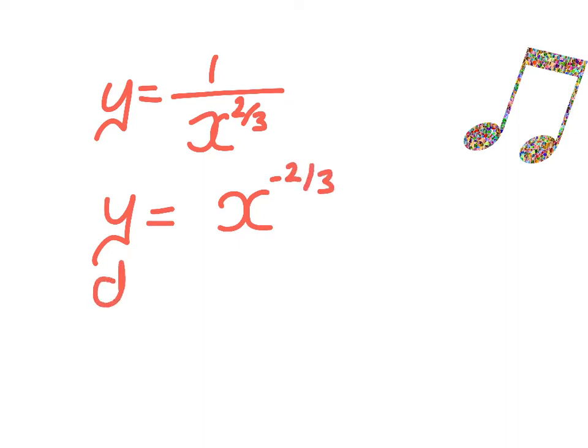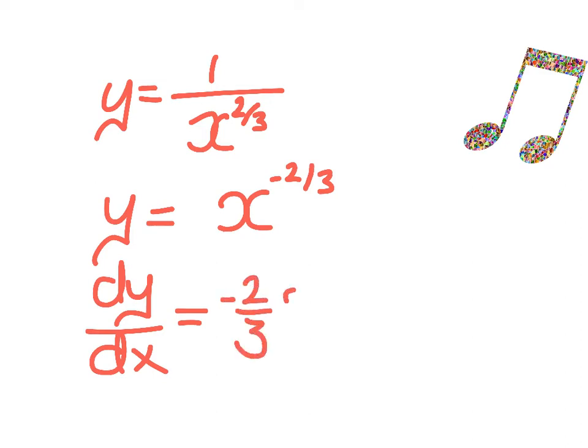I'm going to differentiate it using Leibniz notation because I've been given y. So dy by dx is equal to multiply by the power negative 2/3, reduce the power by 1. It's going to be negative 5/3.